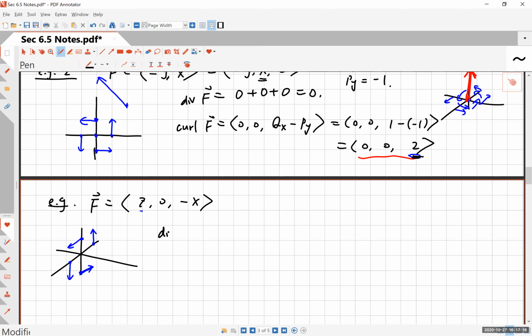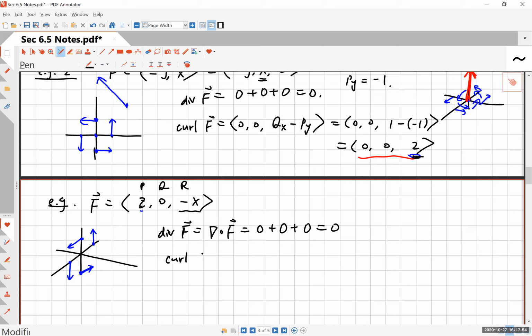So look at what the divergence is. The divergence of f, which we can write as a dot product of the gradient operator and f, is you take the partial of z with respect to x, that's 0. Partial of 0 with respect to y is 0. The partial of negative x with respect to z is also 0. Okay, so at any given point, exactly the same amount is flowing in as flowing out. The net outflow at every single point is 0.